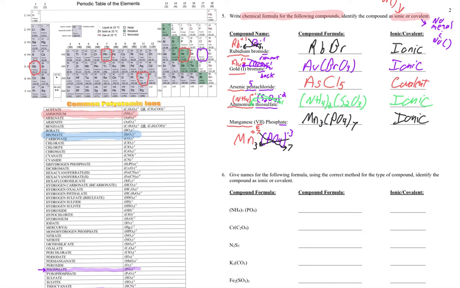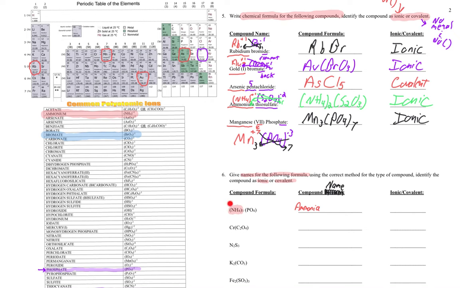Number 6 is going the other way. We now have the formulas. We need to write the names. All right, this should say compound name.